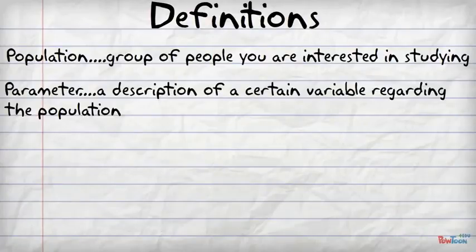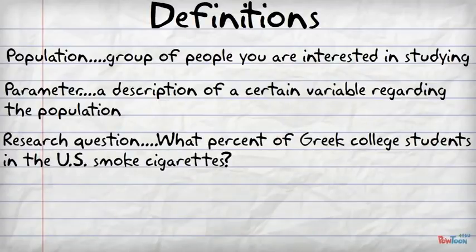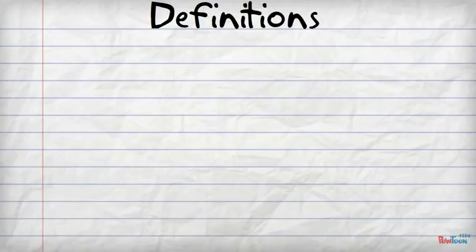So let's say that a researcher had a research question of what percent of Greek college students, that's fraternities and sororities, in the US smoke cigarettes. Well, the population of this research question is all of the Greek college students in the United States. The parameter is the percent of them that smoke cigarettes. Okay, it would take a lot of time and money to locate, contact, and ask every single Greek student in the US if they smoke cigarettes.